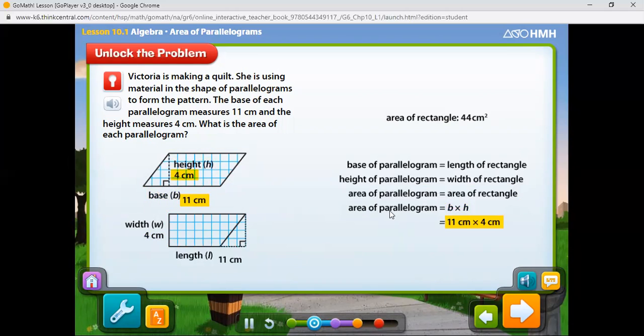Use this formula to find the area of the parallelogram. First, substitute 11 centimeters for b and 4 centimeters for h. Now multiply 11 centimeters by 4 centimeters. So the area of each parallelogram in the quilt is 44 square centimeters.